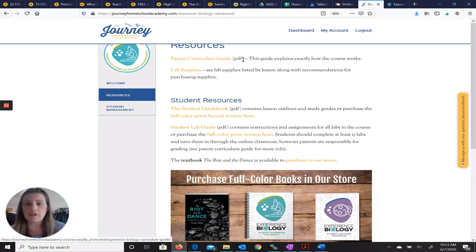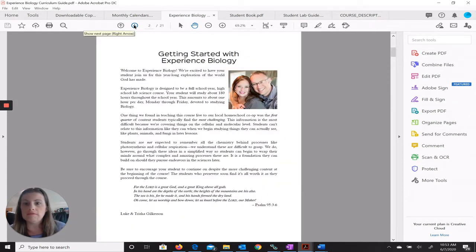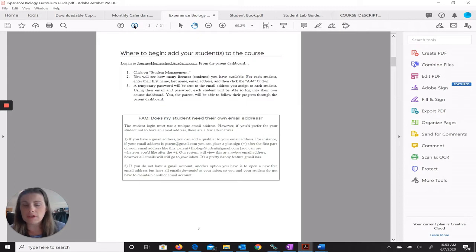It includes the parent curriculum guide, which walks you through the course and explains things. This is in a PDF format. I've pulled that up right here. So, Experience Biology, the curriculum guide. This is for the parent. It again just introduces you to the course, tells you about the course, what to expect, how to go through the course.